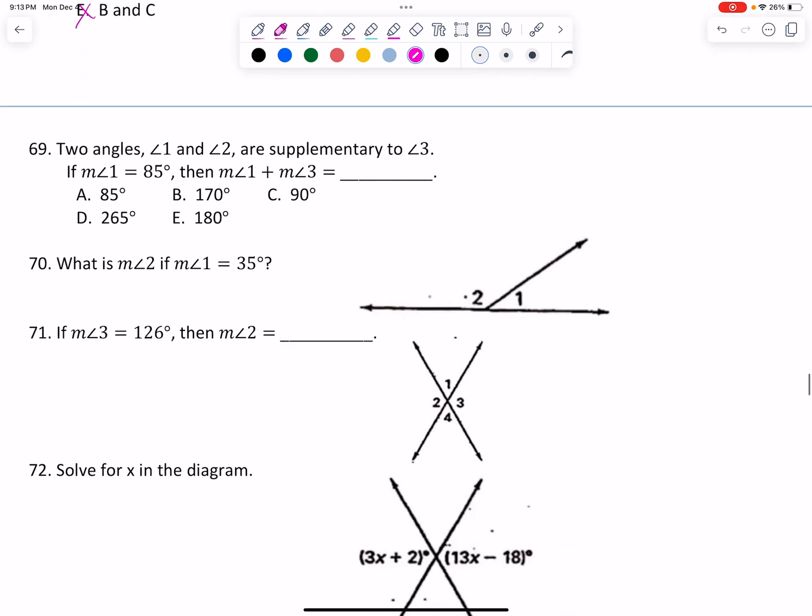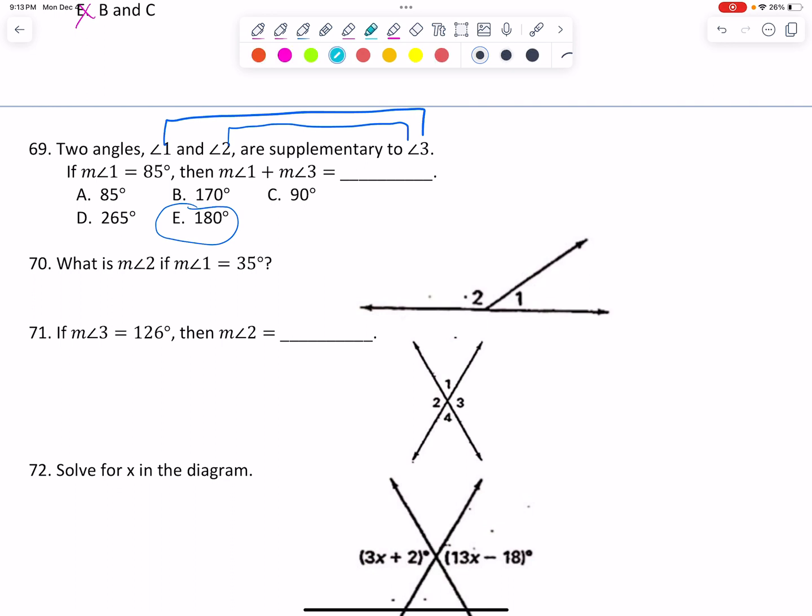All right, two angles are supplementary. Two angles, 1 and 2, are supplementary to 3. So if 1 is 85, then 1 plus 3 is going to be 180 degrees. Okay, it says 2 angles are supplementary to 3, meaning that 1 and 3 add up to 180, and 2 and 3 add up to 180.